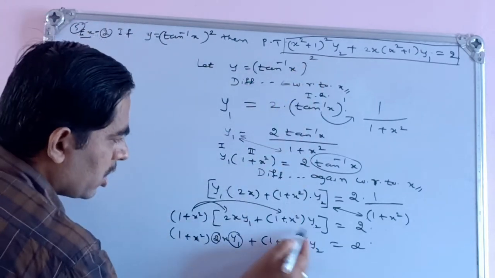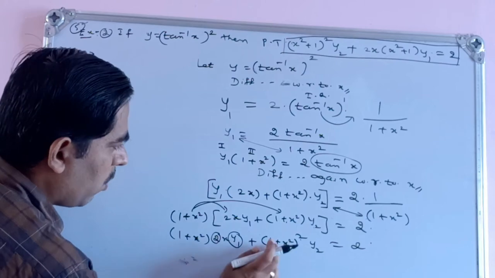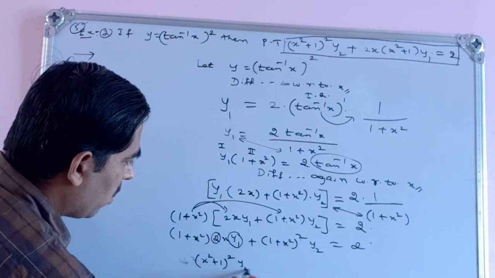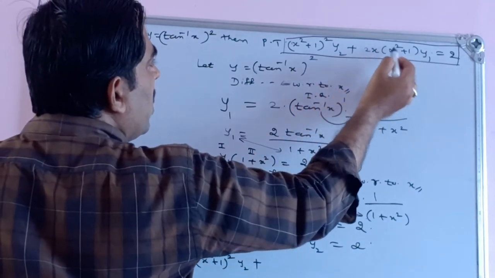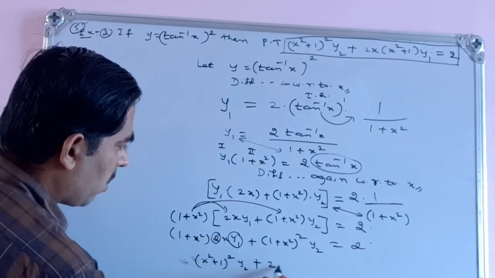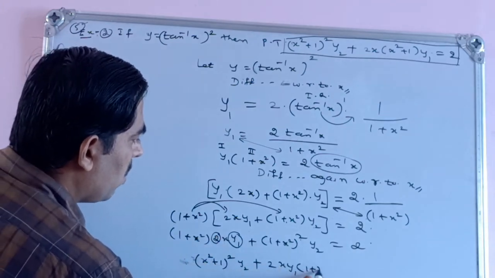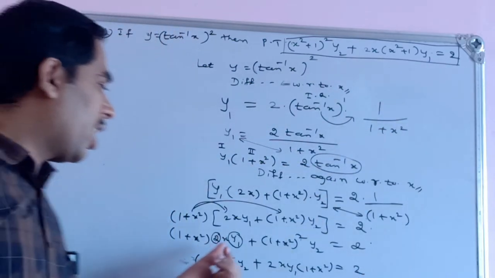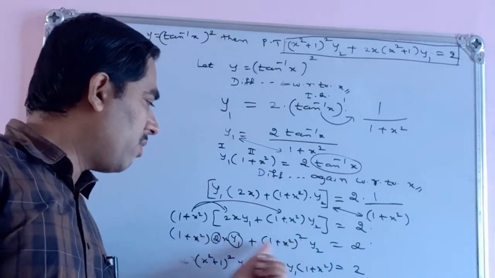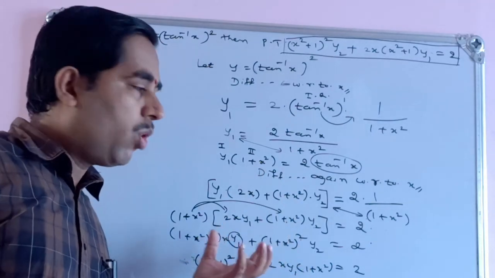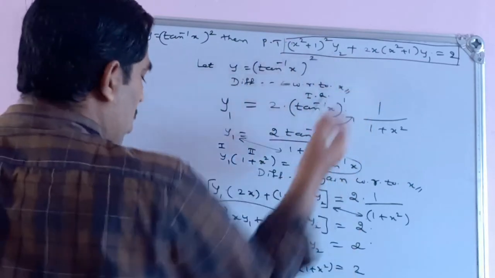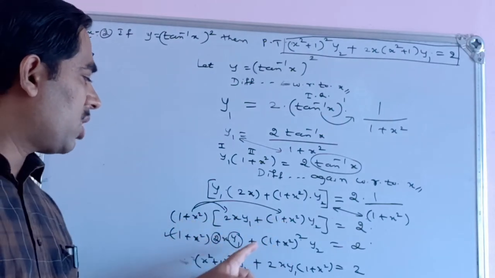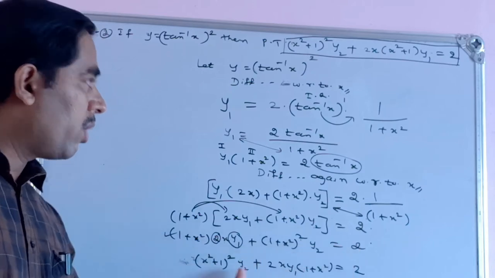1 plus x square or x square plus 1, both are the same. So here x square plus 1 whole square into y2 plus 2x y1 into 1 plus x square, which we write as it is. Then on the right hand side we have 2. So this is the required result. Here there is no need to divide by 2y1 because we don't have any common factor, whereas in our previous example we divided both sides by 2y1 to get the required result. Here, after completing this step, we get the required result: 1 plus x square into 2x y1, plus 1 plus x square whole square into y2, is equal to 2.